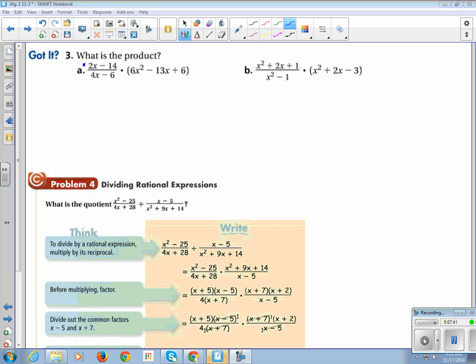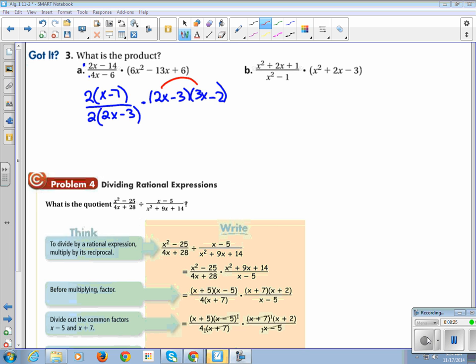So 2x minus 14 has a 2 that we can factor out. And 4x minus 6 also has a 2 that we can factor out. Six x squared minus 13x plus 6. I bet you one of its factors is 2x minus 3, and that would leave us with 3x minus 2.